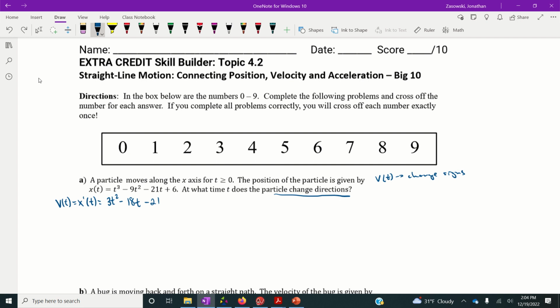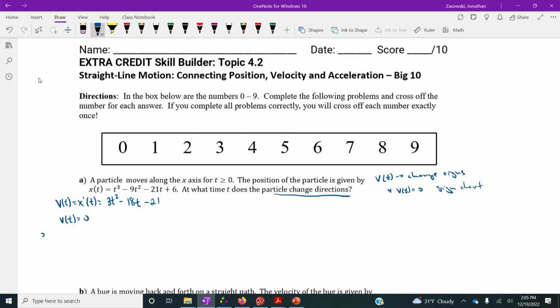All right, so now remember, in order to change signs, what we're really going to do is set v of t equal to 0. And then we're going to use our sign chart to figure out where it changes signs. So where does v of t equal 0?